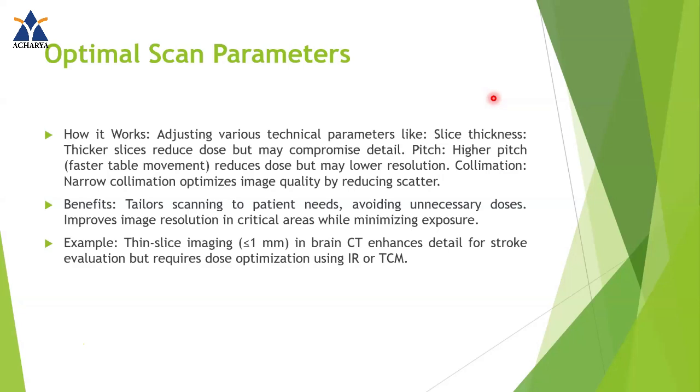Benefits can be tailored scanning to the patient needs, like each and every patient will have a different protocol, which will allow us to reduce the unnecessary exposure to patients and improve the image quality. For example, thin slice imaging in CT brain enhances the detail of the stroke evaluation, but rather than acquiring in 1 mm, you can acquire the images in 3 mm or 5 mm and reconstruct into 1 mm by using iterative reconstruction, and reduce the radiation dose by tube current modulation software or algorithms.